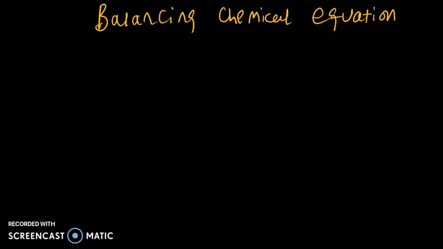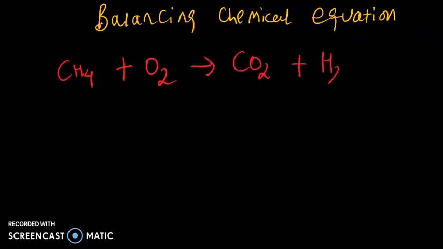In this video, I'll be showing you how to balance a chemical equation. So our first chemical equation is CH4 reacting with oxygen to give us carbon dioxide and water.